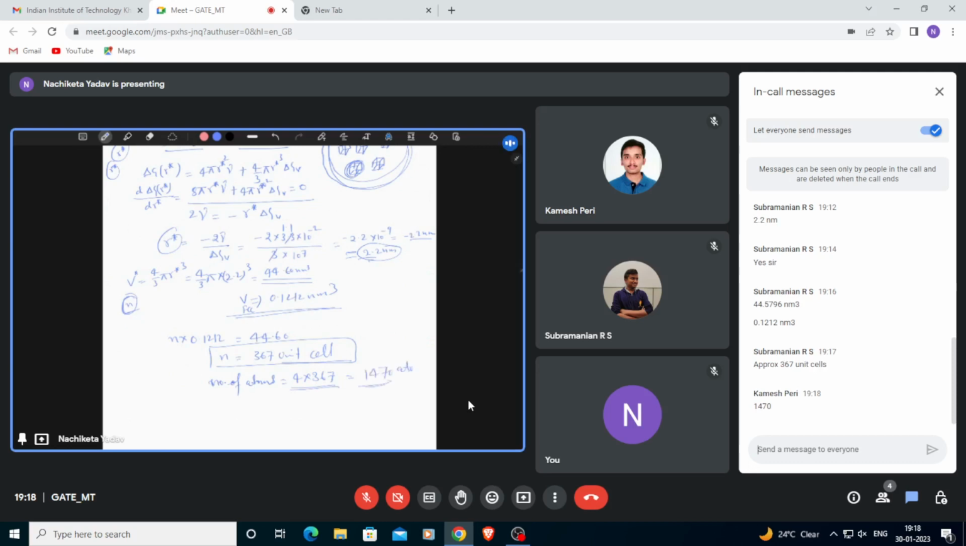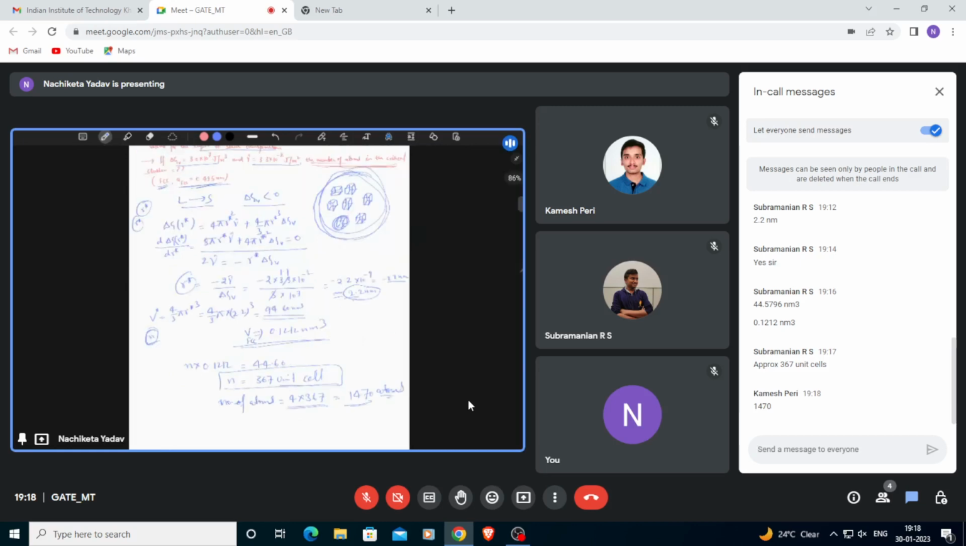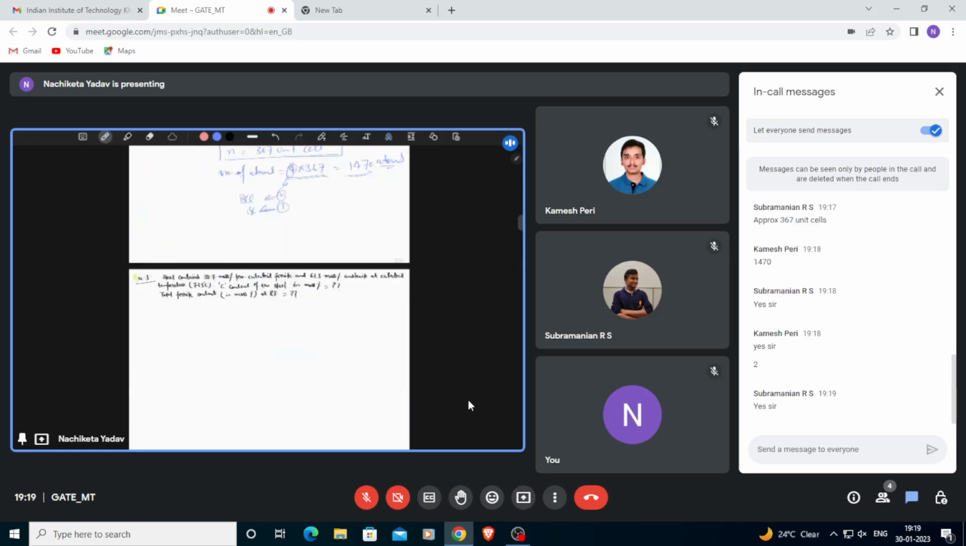Yes, is it okay for this question? If it is BCC, then you have to multiply by 2, for the BCC case. For simple cubic, it is 1. Is it okay? Okay, then we are moving to the next question.